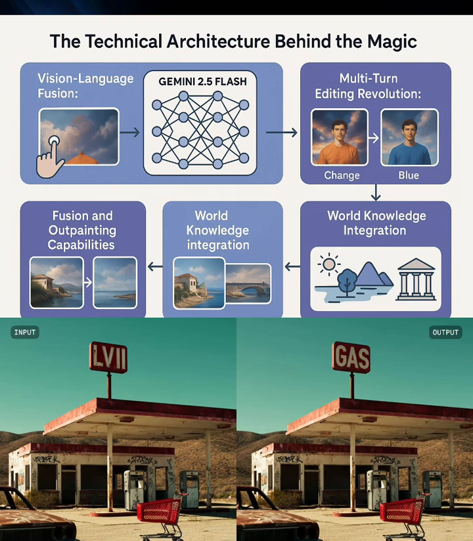Safety and trust, the enterprise advantage. Content filtering and SynthID watermarking. Google has built comprehensive safety measures into Nano Banana, including both visible and invisible SynthID watermarks that mark AI-generated content. This addresses one of the biggest concerns in our current media landscape, the ability to distinguish between authentic and synthetic content.